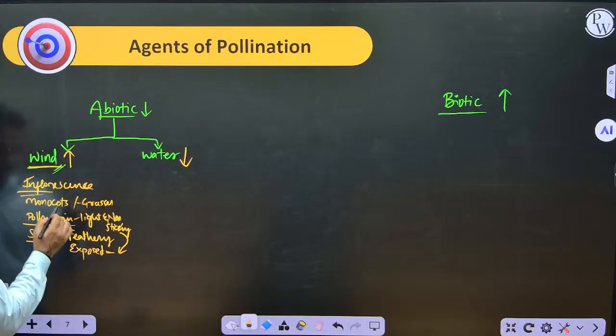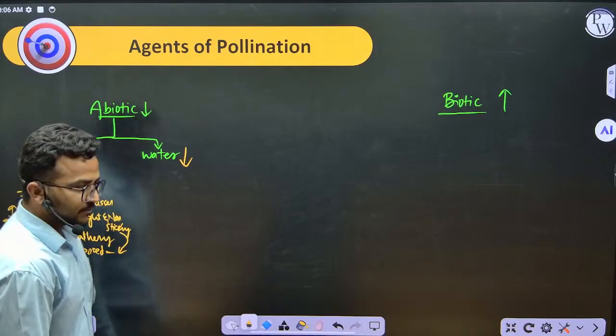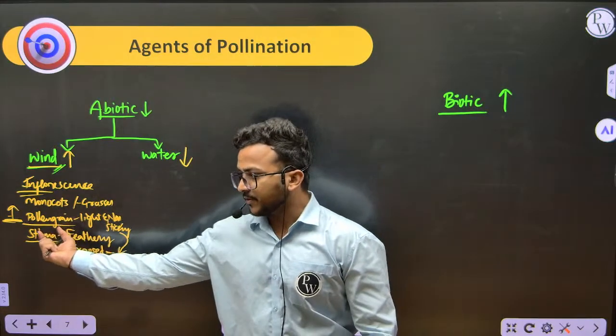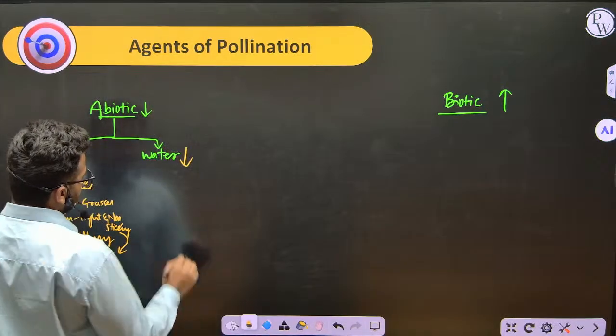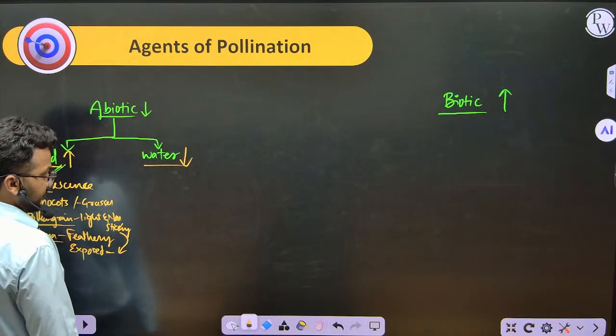The pollen grains are produced in high numbers because the chance of combining with the female reproductive structure is low. That's why the pollen grains are produced in high number. And coming to water pollinated plants, water pollination is also called hydrophily.